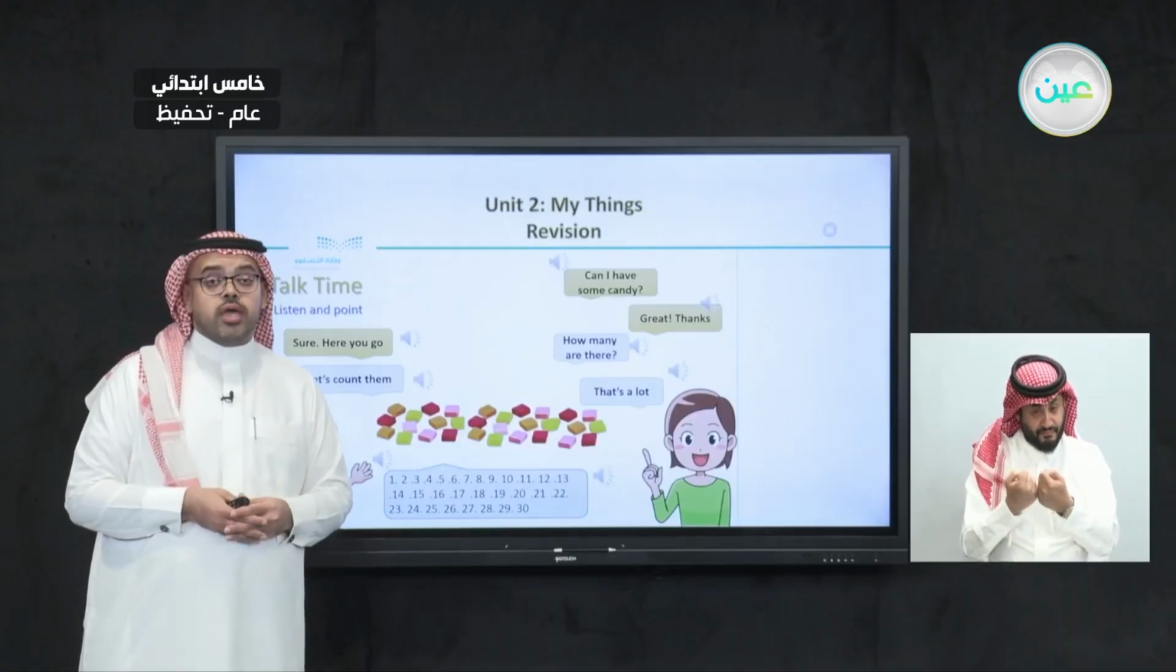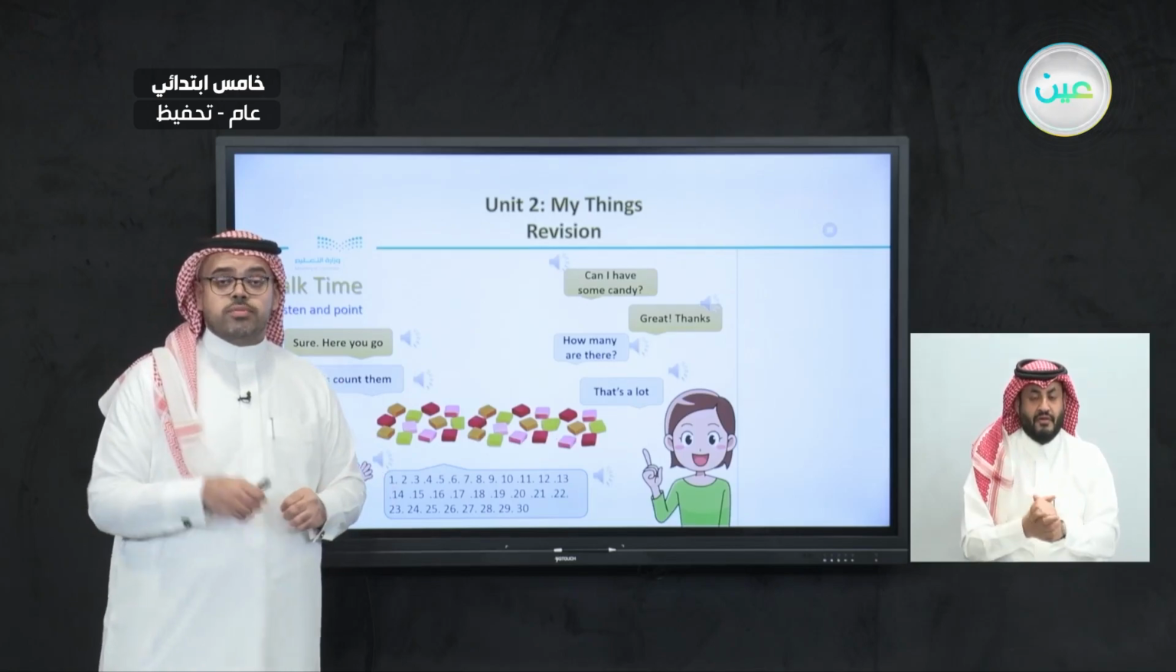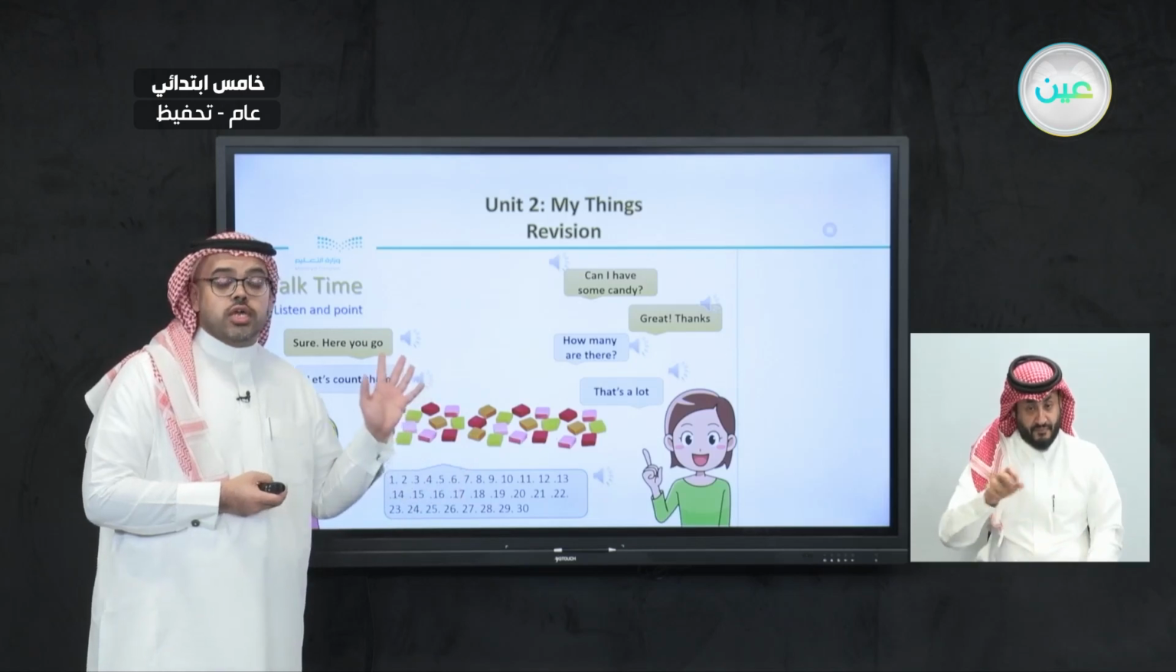Would you like to count them again with me so we can learn and be sure that we can count from 1 to 30? Okay, so let's begin. Let's count these candies and see if we have up to 30. So here we have 1, 2, 3, 4, 5, 6, 7, 8, 9, and 10, 11, 12, 13, 14, 15, 16, 17, 18, 19, 20, 21, 22, 23, 24, 25, 26, 27, 28, 29, and 30. So here we go. She has 30 candies.